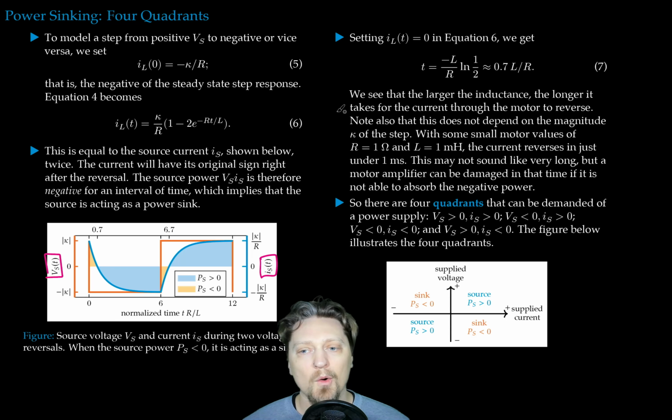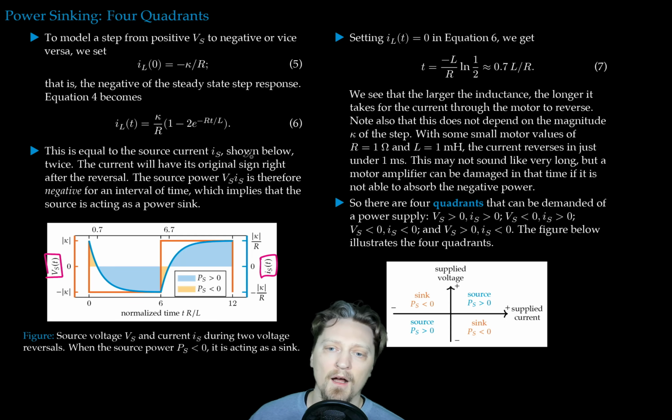There are 4 quadrants that can be demanded of a power supply: Vs greater than 0 and Is greater than 0, same sign.